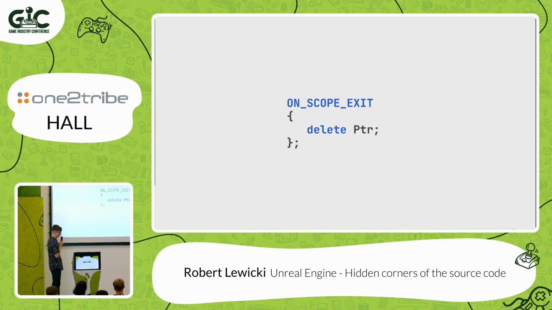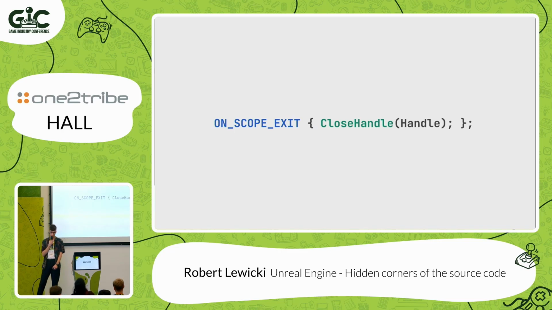Now you can obviously use this for many things. For example, deleting pointers, which is very convenient. You don't need to do it at the end. You can do it right after you allocate the memory. You can deallocate it in the on-scope exit, and you don't have to worry that somebody will at some point go and add an early return to your function, and then you're screwed because you have a memory leak. Same goes for closing handles to files. And really, sky is the limit. Whatever you want to do with it, just do it.